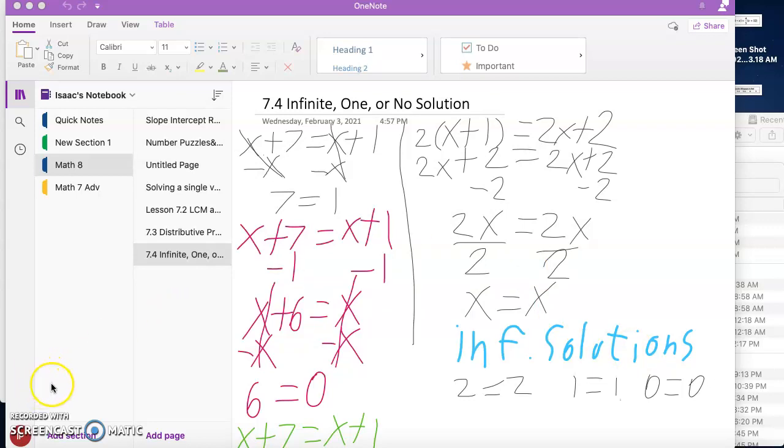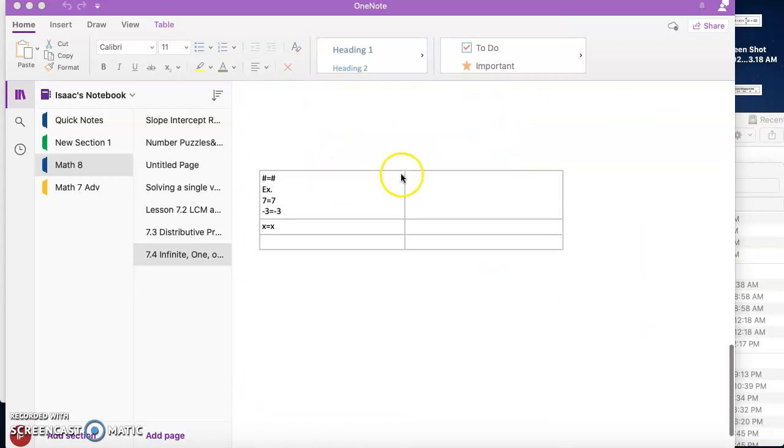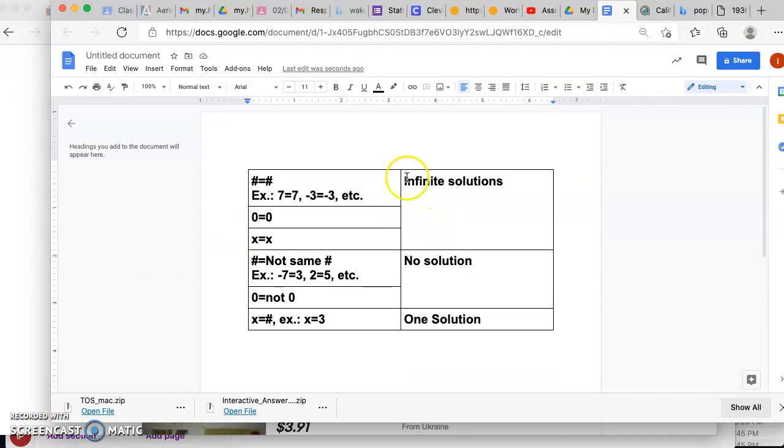So now we're going to look at a graphic organizer that's going to help you keep track. It's sort of a cheat sheet, so you can know right away, once you get the last line of your problem, whether you've got infinite solutions, 0 solutions, or potentially 1 solution. So take a look at this graphic organizer right here. If I have number equals number for the last line of my answer, for example, 7 equals 7 or -3 equals -3, that kind of thing, I know my final answer is infinite solutions. The same for 0 equals 0 and x equals x. Any of these three right here mean infinite solutions.